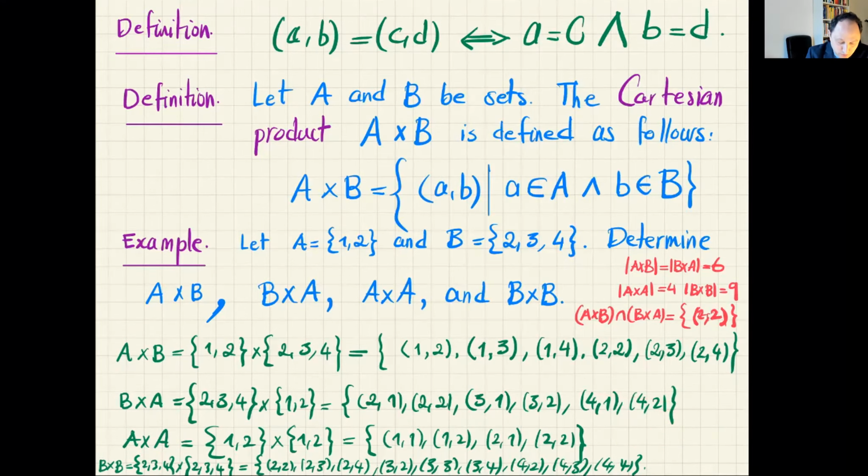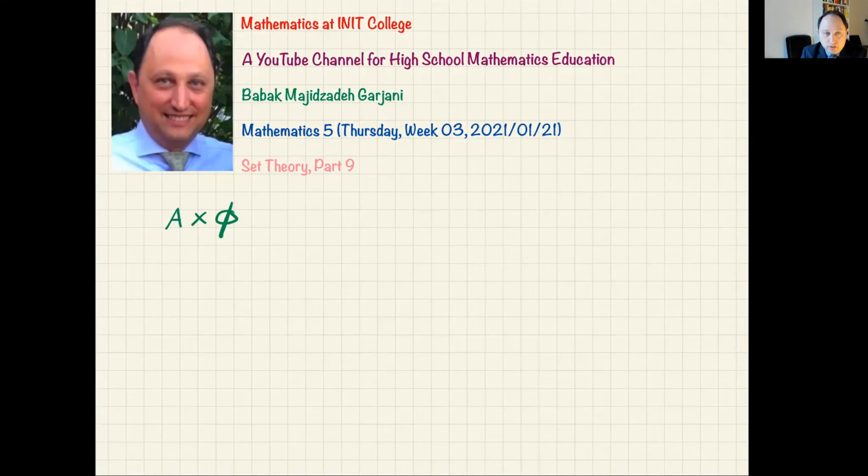First of all, is it meaningful? The Cartesian product is defined for all sets, for all pairs of sets. So A is a set, the empty set is a set. I want to form the Cartesian product. What is your guess? Would it be an empty set? Yes, your guess is correct. But can you elaborate that?